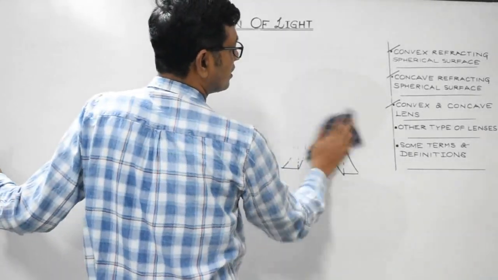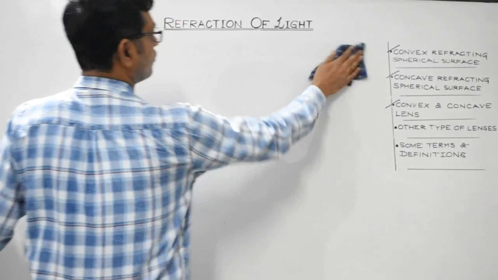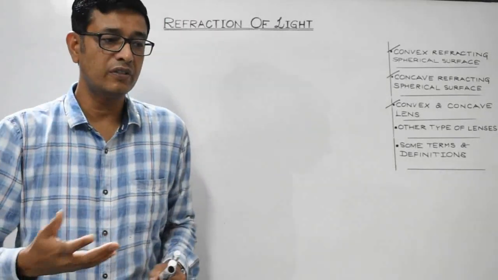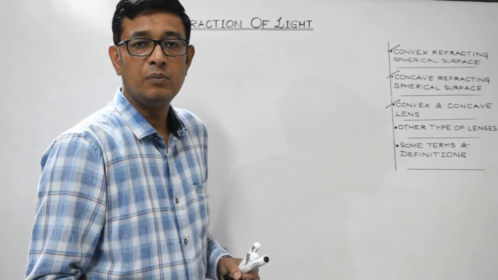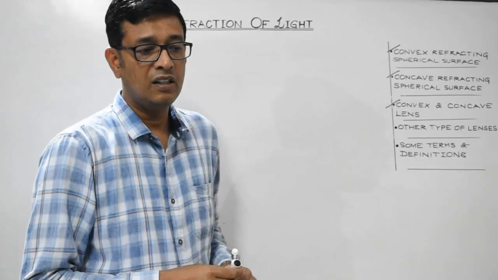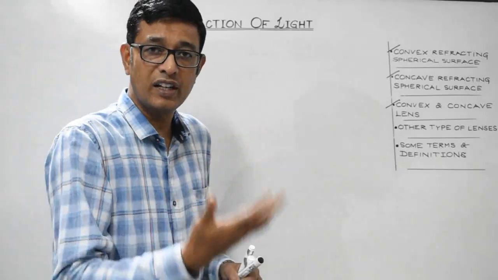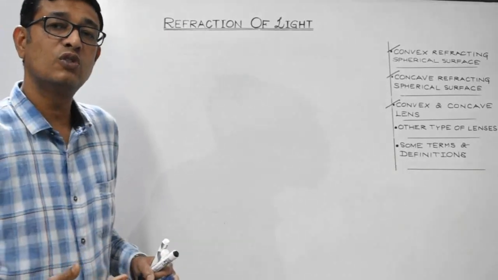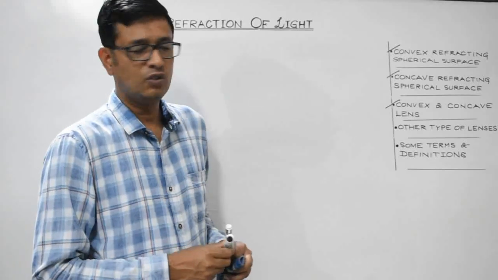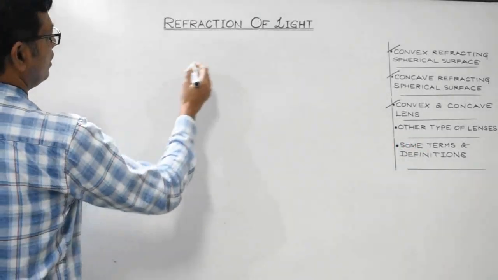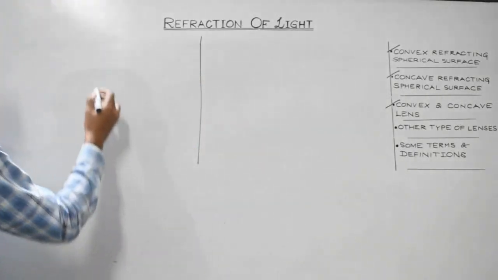So, now let's discuss some terms and definitions. We will be discussing some terms like optical center, radius of curvature, center of curvature, principal focus, right? Then we will also discuss why convex lens is known as a converging lens and a concave lens is known as a diverging lens. So let's first discuss some terms and definitions. So let us discuss both the cases.